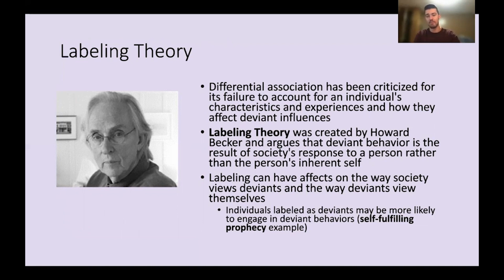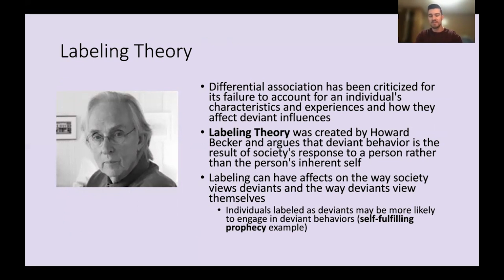Like I said, created by Howard Becker. It argues that deviant behavior is the result of society's response to a person rather than that person's inherent self. So when we're talking about labeling, we're talking more about how society as a whole has an effect, and how these social constructs and labels have effects on our own behavior. Labeling can affect the way society views deviance and the way deviants view themselves. And that's the most important part of labeling theory, I would say.